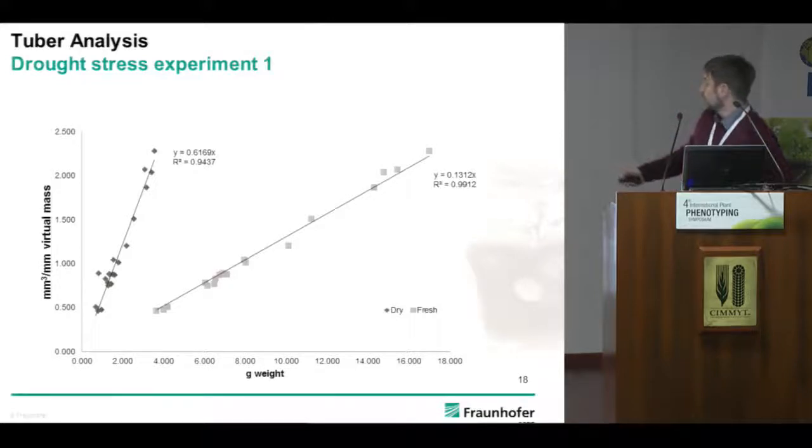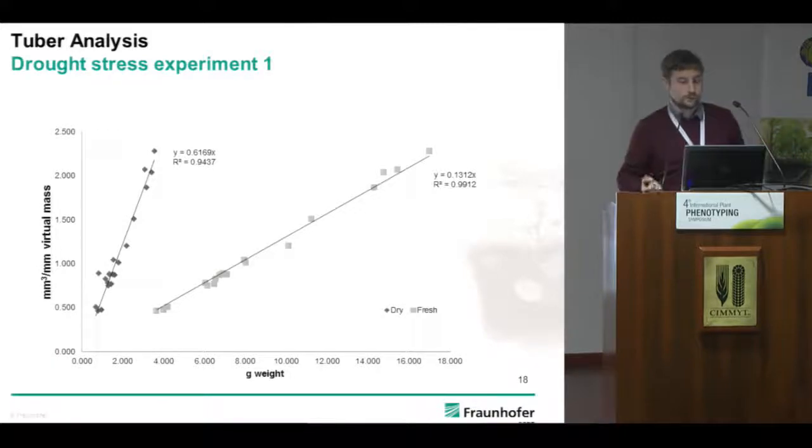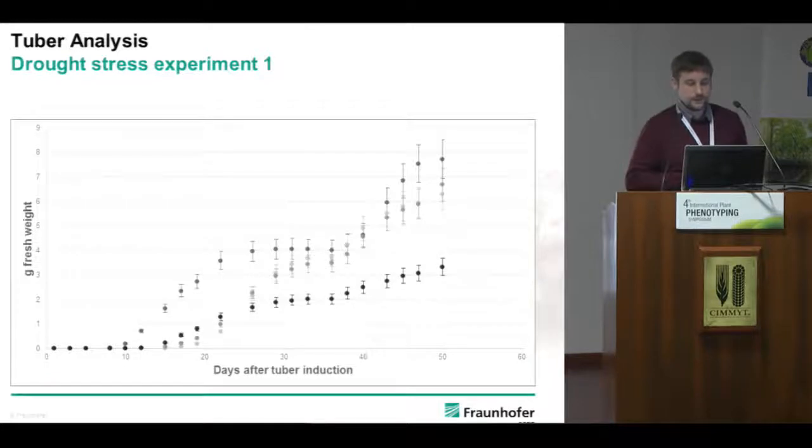And doing this for the fresh weight, we got a correlation of R square 0.99 for the fresh weight and 0.94 for the dry weight. So that's now our possibility to transfer our volume and the measured attenuation to a virtual measured biomass. And this you can now do for each measurement we've done.